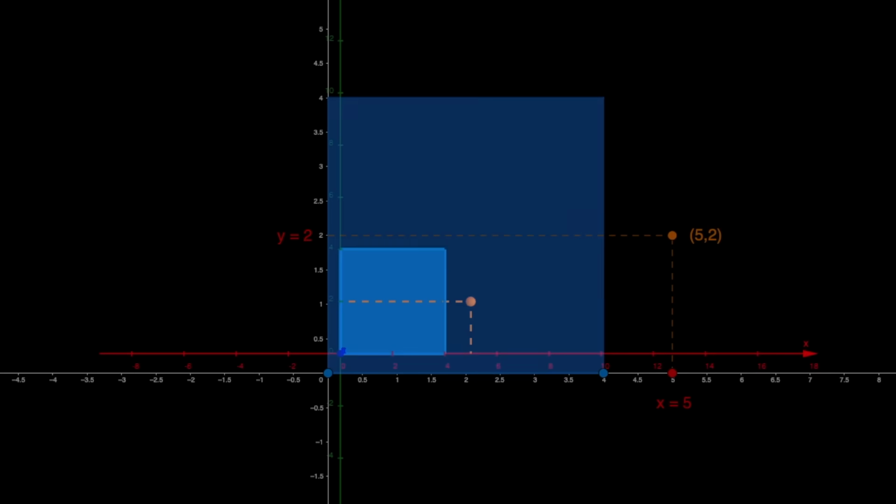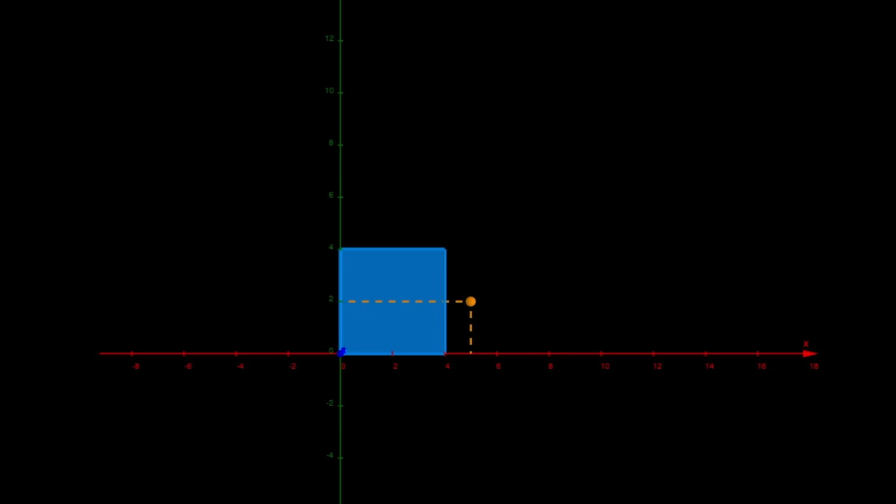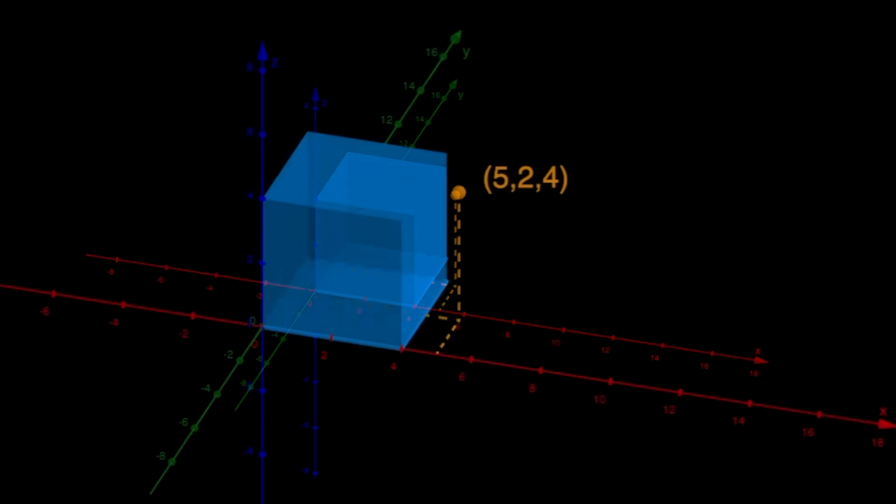Now we can add a third axis, called the z axis, that is at right angles to both the x and y axes. Now we can talk about solid objects that have volume, like cubes or spheres. It takes three coordinates, x, y, z, to describe a location in 3D space.